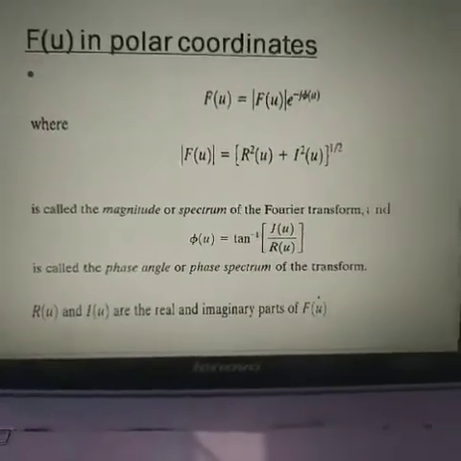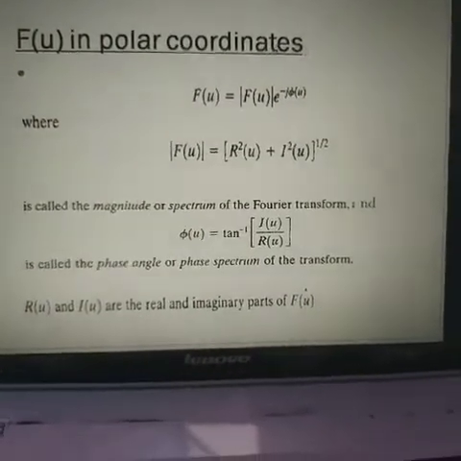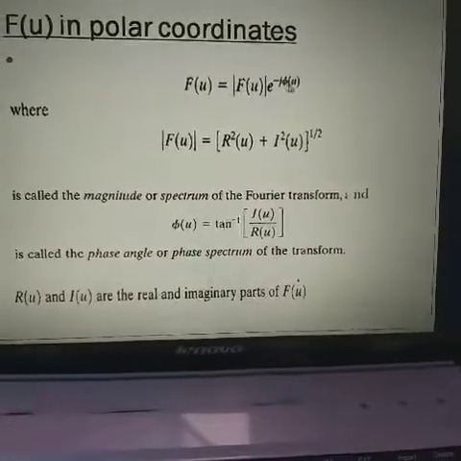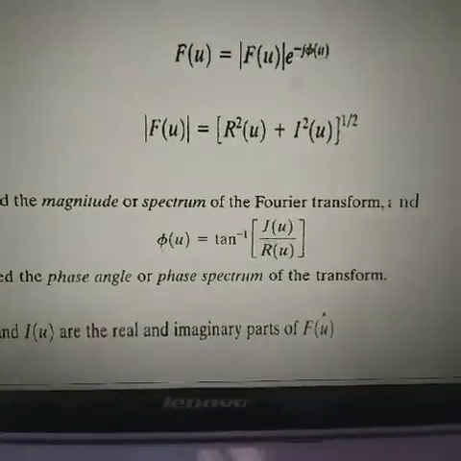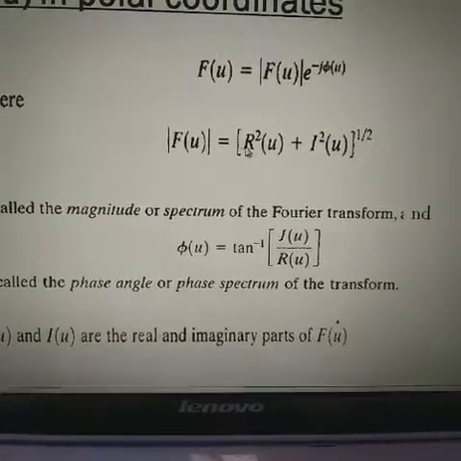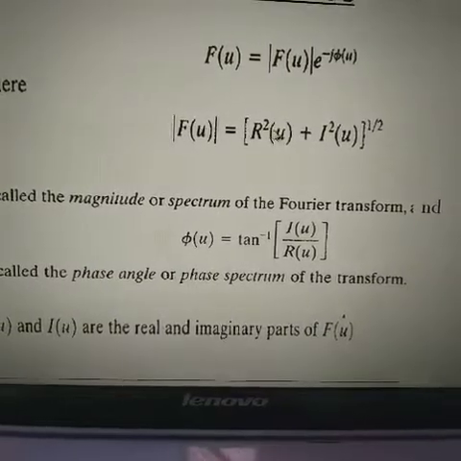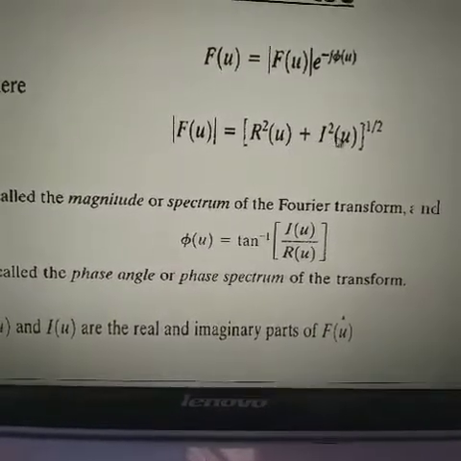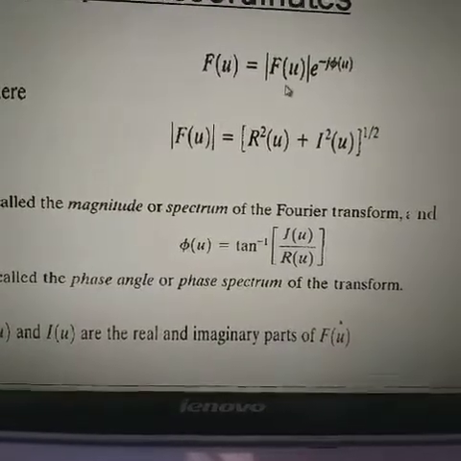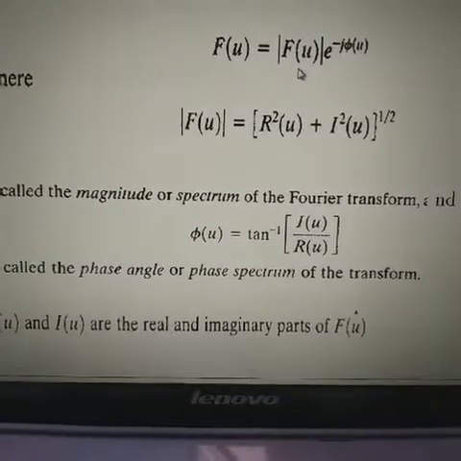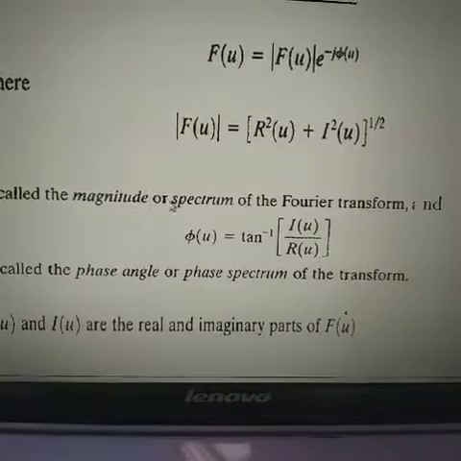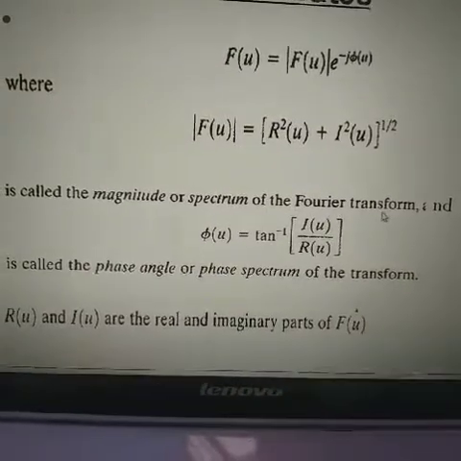So we have the Fourier transformation in polar coordinates: F(u) equals the magnitude of F(u) times e power minus j phi(u). The magnitude of F(u), the Fourier transformation of a single variable, is equal to the real part R squared(u) plus the imaginary part I squared(u), whole under root. Clear? So how do we calculate the magnitude here? Real part squared plus the imaginary part squared, whole under root. This is called the magnitude or the spectrum of the Fourier transform.